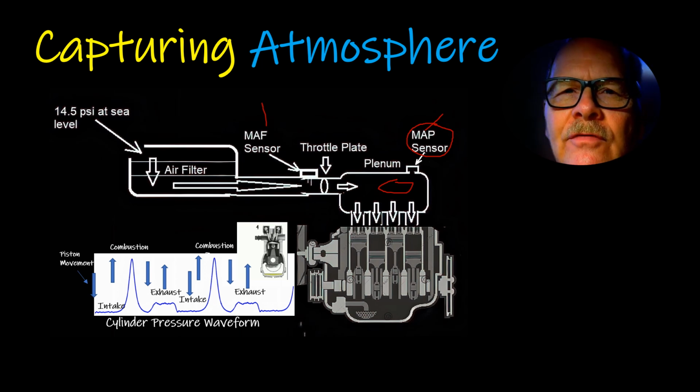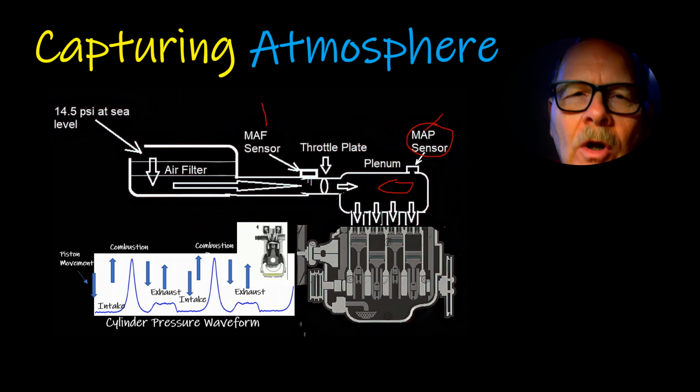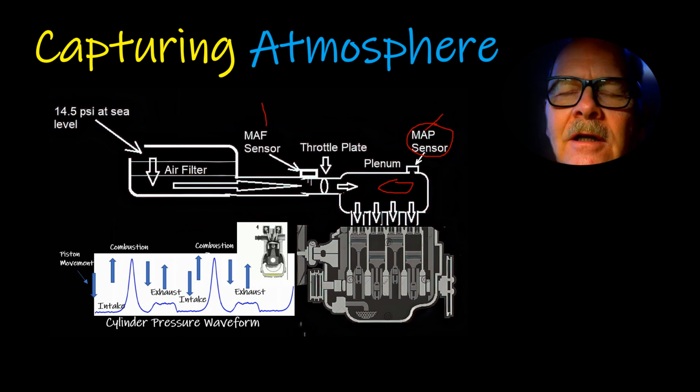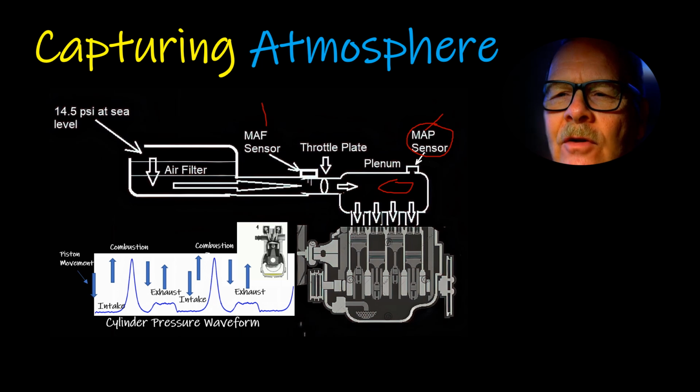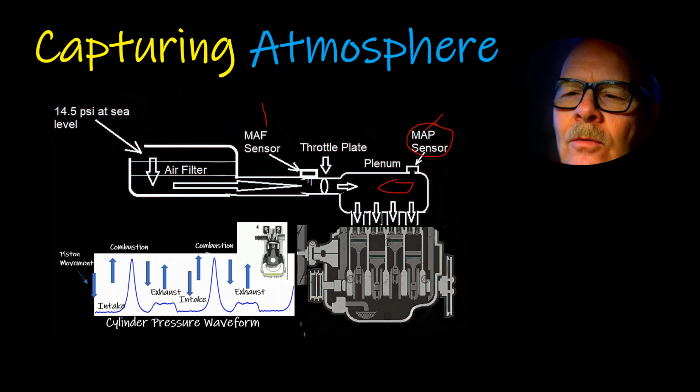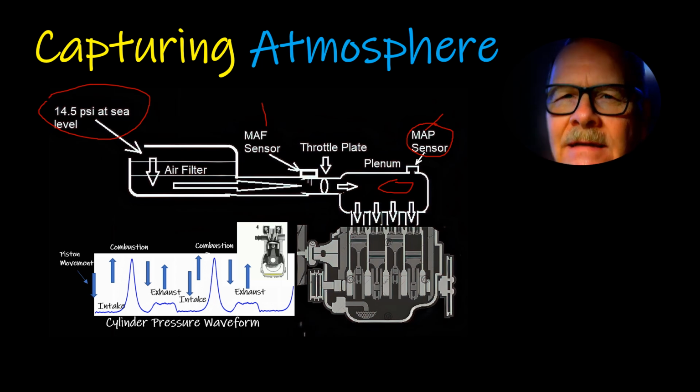So if the EGR is flowing, it's going to lower manifold pressure. Manifold absolute pressure, and so it can use that as a feedback to see how much EGR is flowing. Okay, so anyway, 14.5 psi at sea level. It'll be less than that in Colorado because it's a mile high.